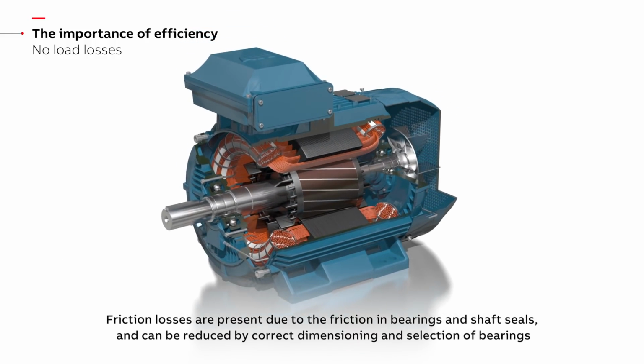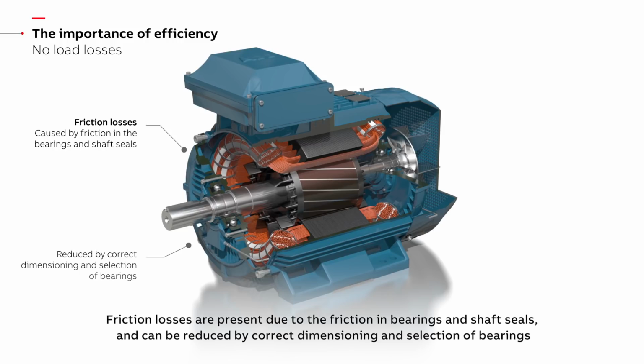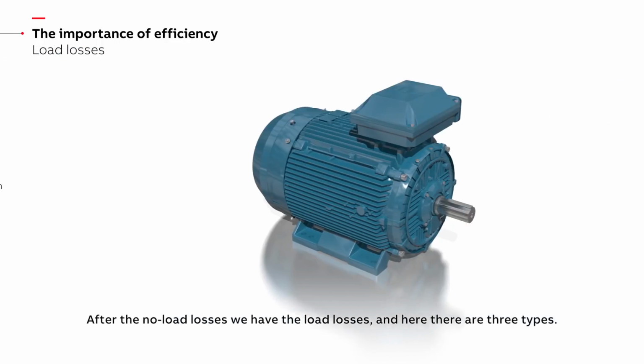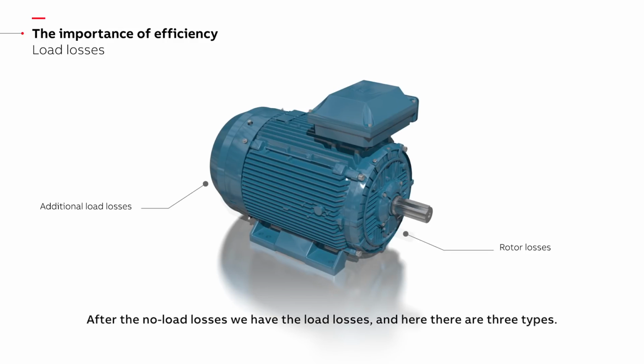Friction losses are present due to the friction in bearings and shaft seals and can be reduced by correct dimensioning and selection of bearings. Windage losses are caused by air resistance in the fans and can be reduced by optimized fan and airflow design. After the no-load losses, we have the load losses, and here there are 3 types.